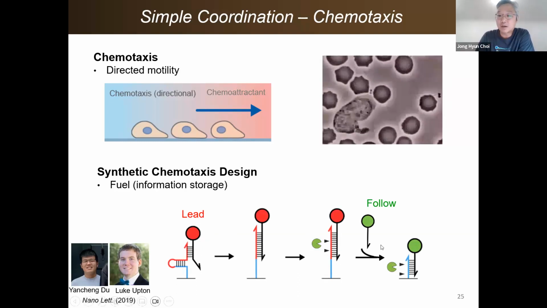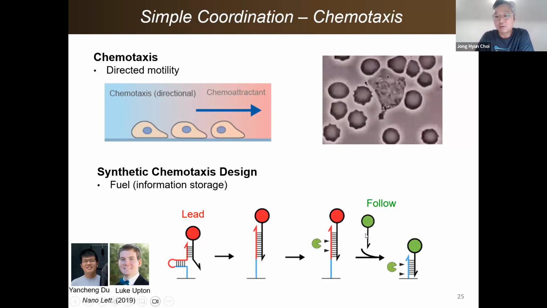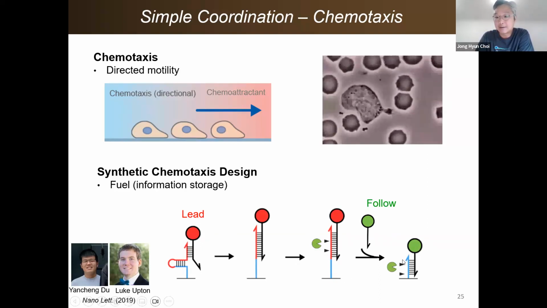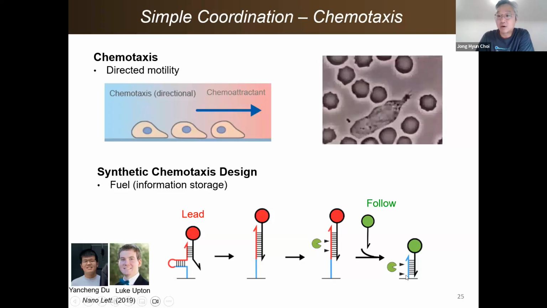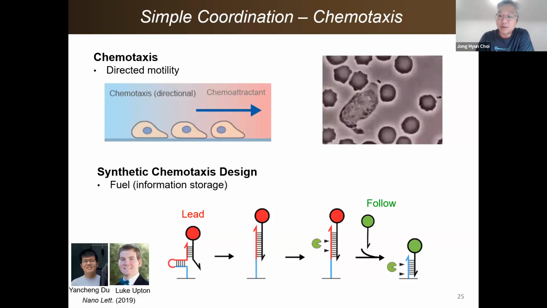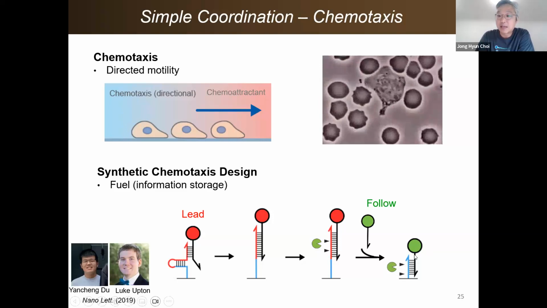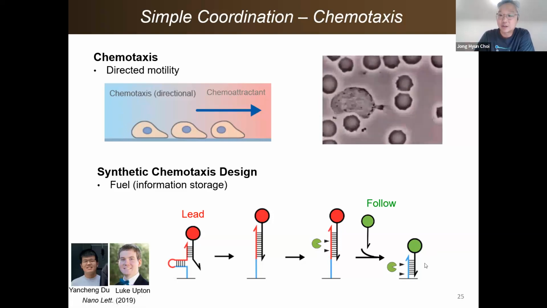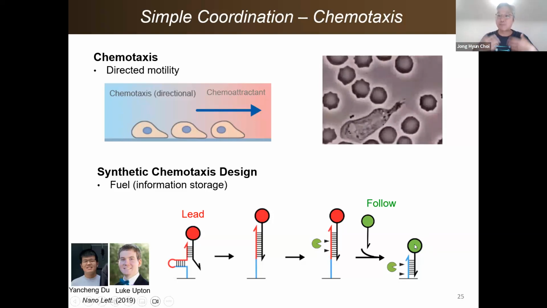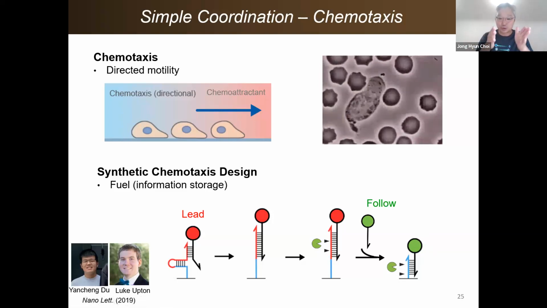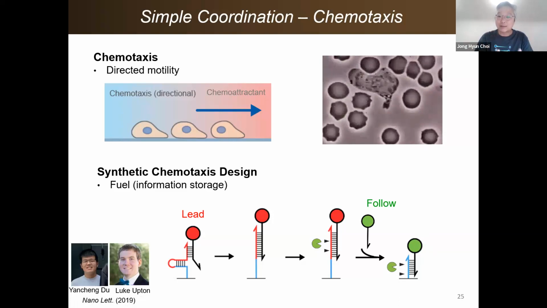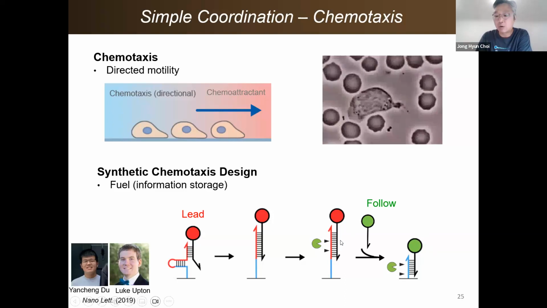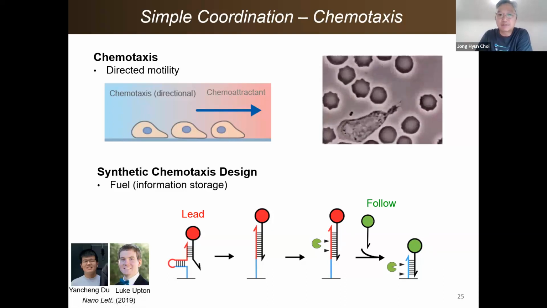Then subsequently, the follow vesicle, shown in green, will come and bind with this opened active fuel, and then it will move. The important thing is that this enzymatic powered movement will have a huge bias. This follow vesicle will experience a strong bias to track the trajectory of the lead vesicle. So that's the idea. I will show you how we actually achieve that.